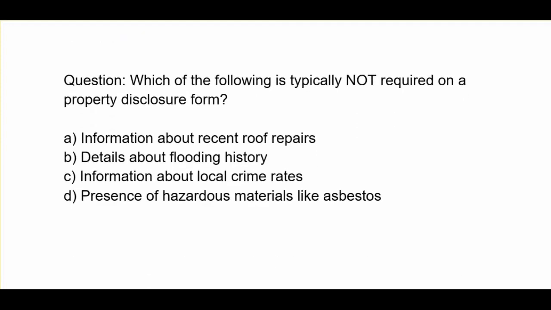Which of the following is typically not required on a property disclosure form? A, information about recent roof repairs. B, details about flooding history. C, information about local crime rates. D, presence of hazardous materials like asbestos.